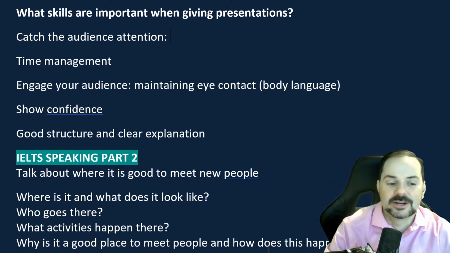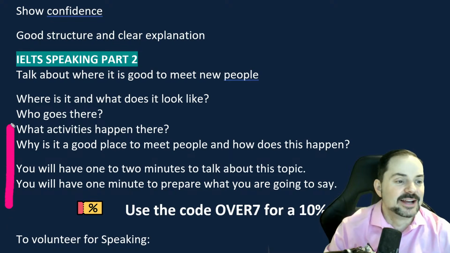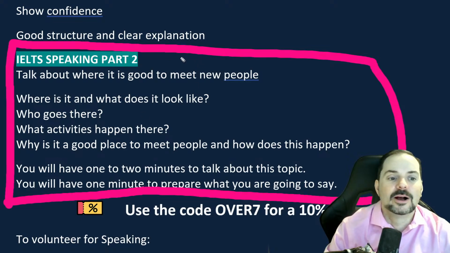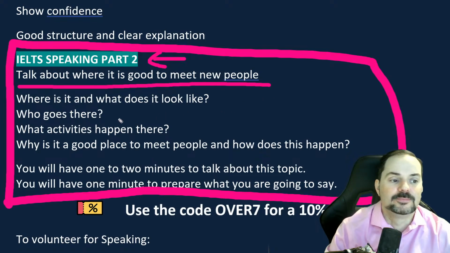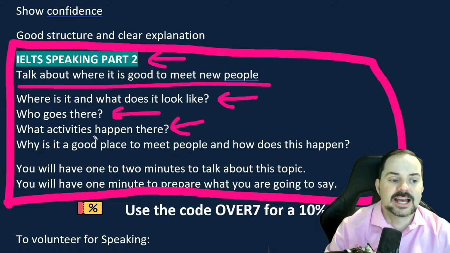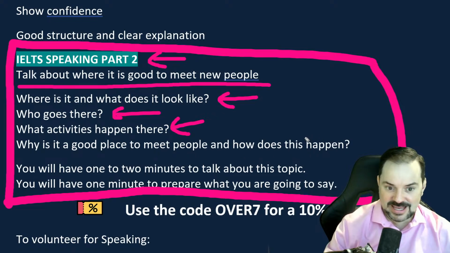So let's jump ahead here a little bit. We'll come back to that part in a moment. Let's take a look at the actual IELTS cue card here. This is IELTS speaking part 2. Talk about where it is good to meet new people. Where is it and what does it look like? Who goes there? What activities happen there? Why is it a good place to meet people and how does this happen?